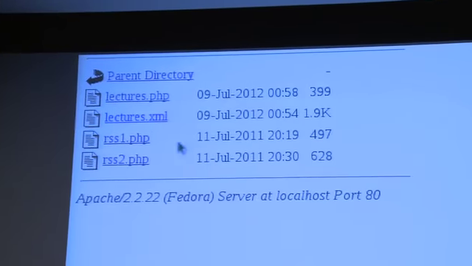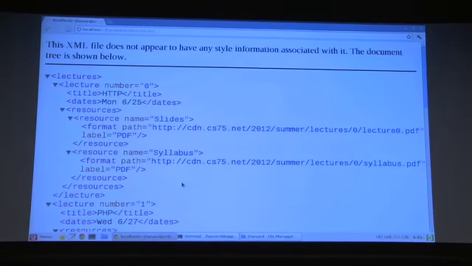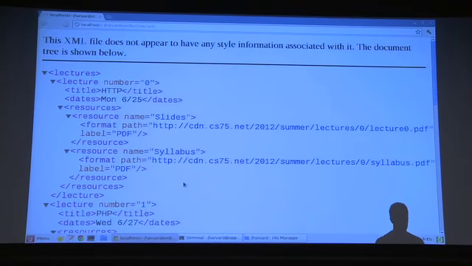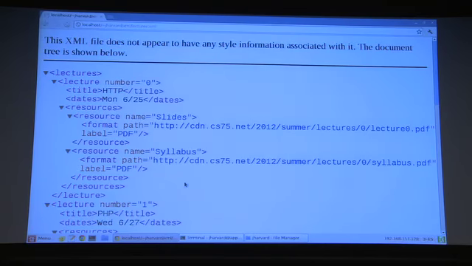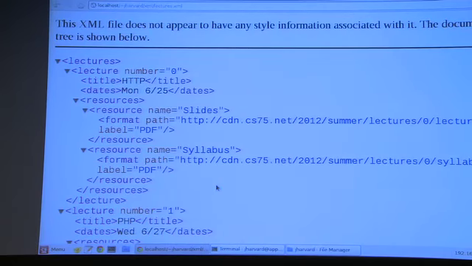And let's open up lectures.xml. So in advance of tonight, I decided to make my own XML file that looks like this. A lectures root element, then lecture children. Each lecture has an attribute called number with a value. And then below that is a title and a dates element.